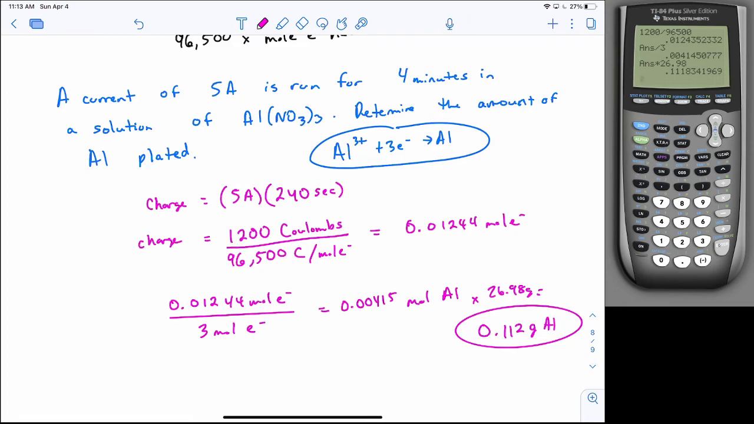And you can kind of work backwards as well. I could give you the mass of aluminum, and you need to know how much time you would run it for. And so you'd work backwards here and kind of undo everything. Convert it to moles, and then convert it to moles of electrons by multiplying by 3 moles of electrons. And then multiply by 96,500 to get the number of coulombs, which then allows you to solve for the time because you have the current here. And so a lot of this stuff is reversible in this scenario.